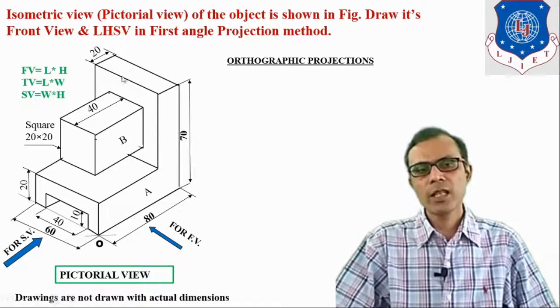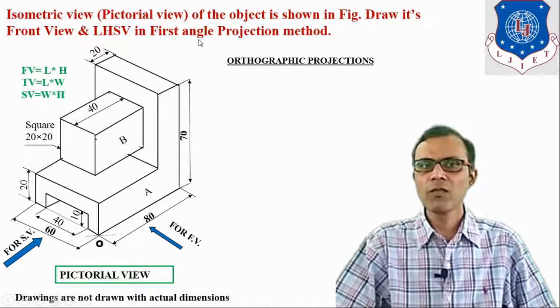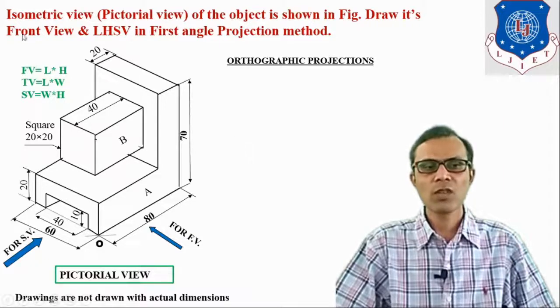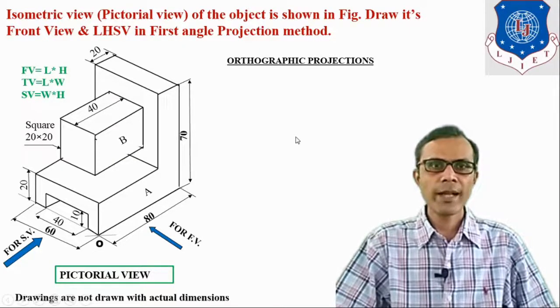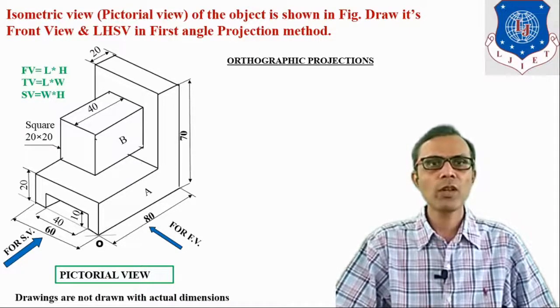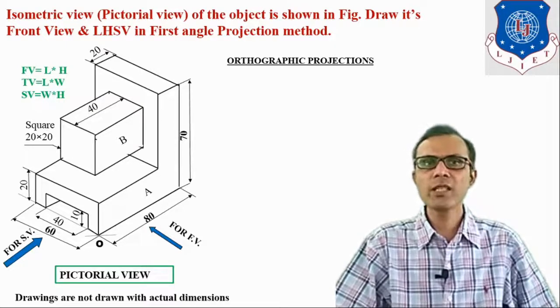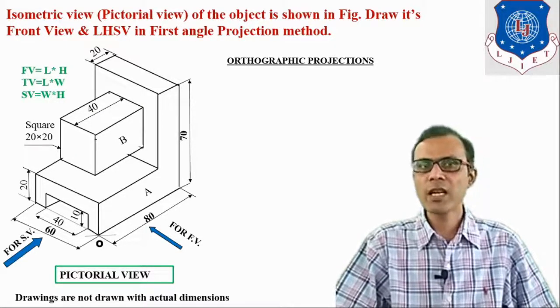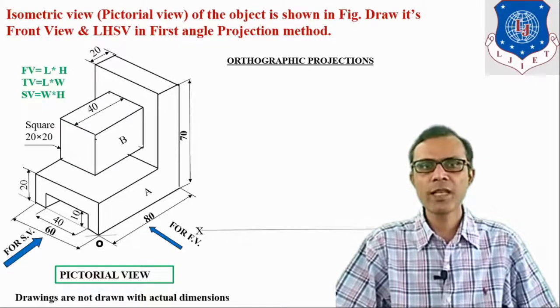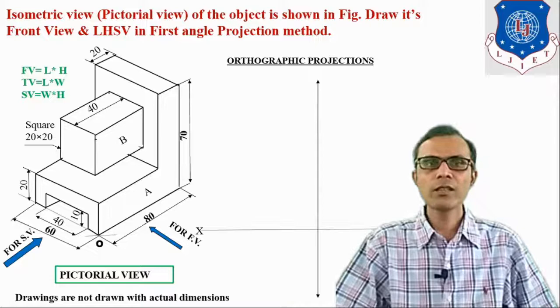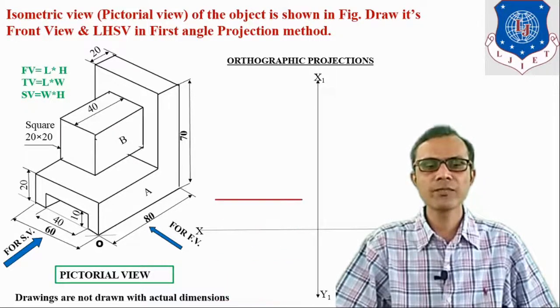We know that in first angle projection method, what is the arrangement of the views? Front view and left hand side view. The left hand side view we have to draw towards the right side of the front view. So according to that we have to manage the space. We will start from the front view. XY is a reference line, and X1, Y1 is another reference line.